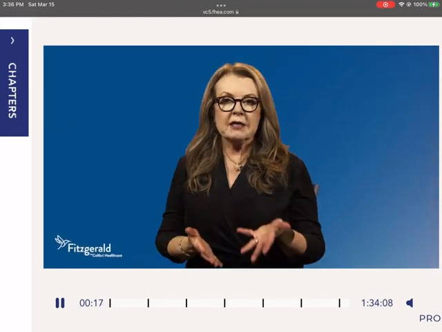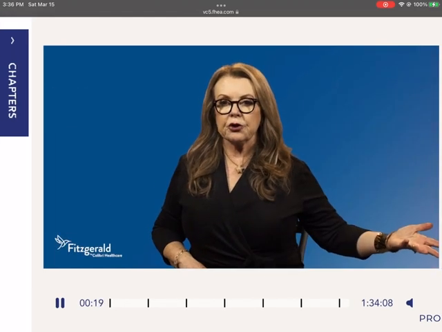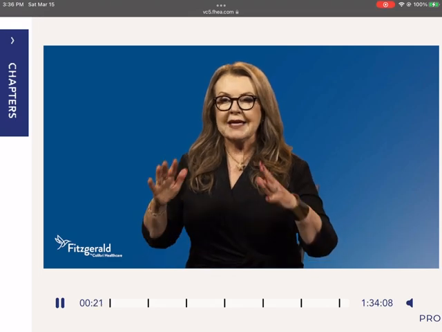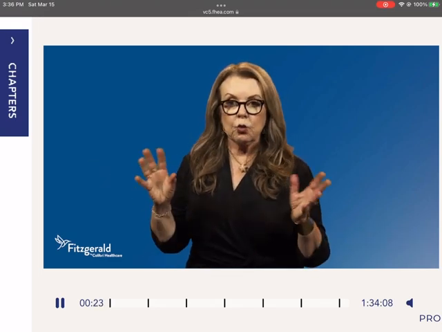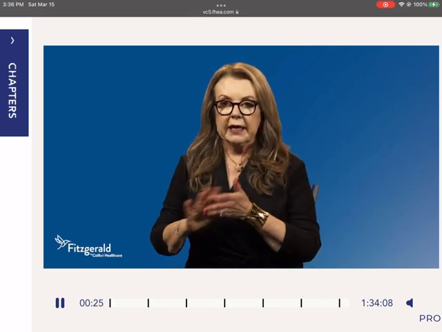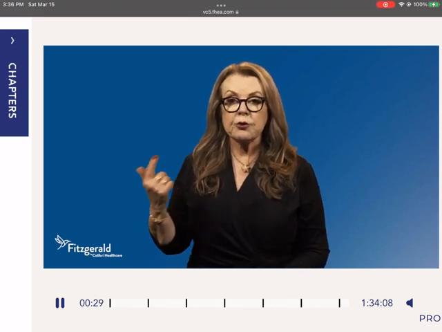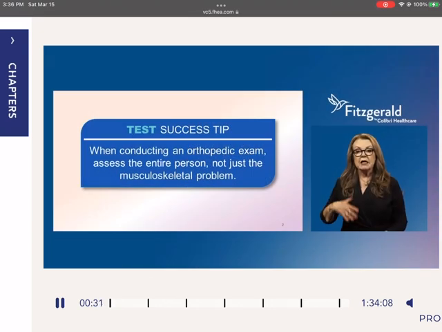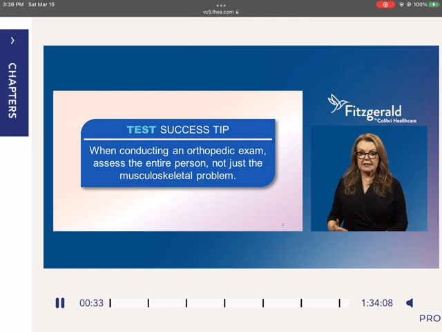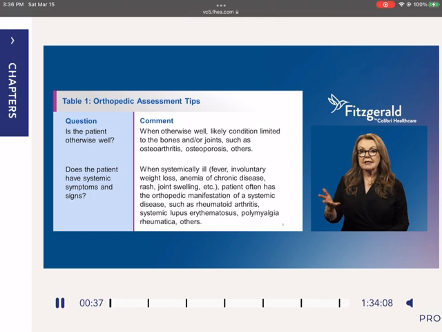You know what this reminds me of? What we talk about with derm is that with derm, it's tempting to just look at where the problem is on the skin and call it a day. Same thing with orthopedics, because what you might miss is the orthopedic manifestation of a systemic problem. So let's take a look.